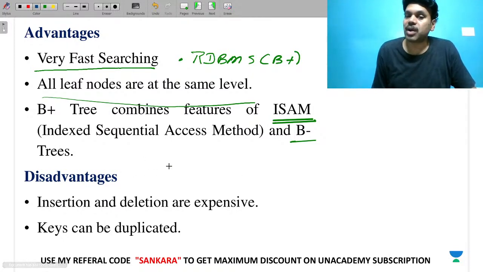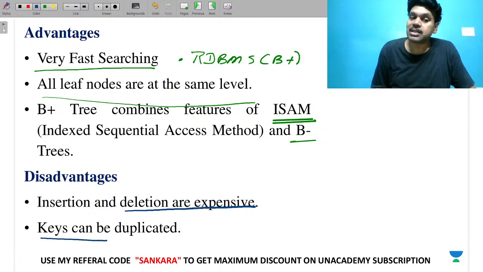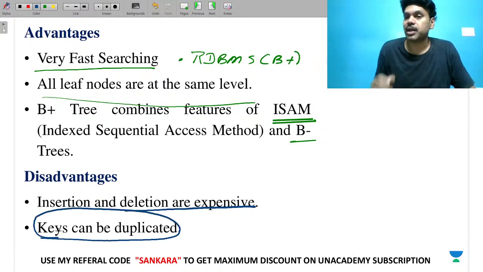And what are the disadvantages? Insertions and deletions are expensive, and keys are duplicated. You need to maintain duplicate keys, whereas in a B tree duplicates are not allowed.